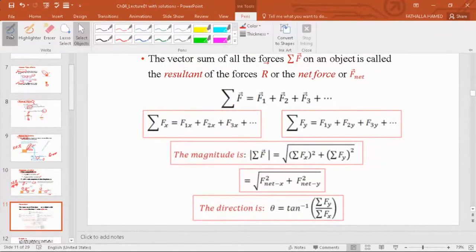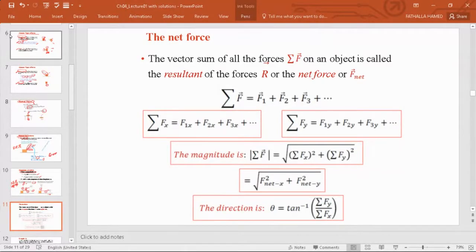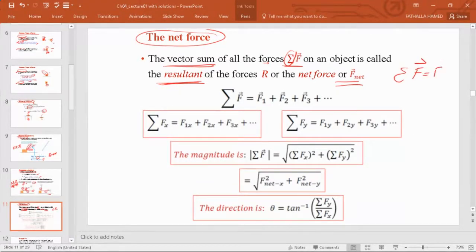Then we're going to take the net effect of all these forces, which we call here the net force. So you're doing the vector sum of these forces. And this sign here means a summation, and you're summing all the vectors, and that will give you a resultant force, the net force here. So the summation of the forces should equal F net.